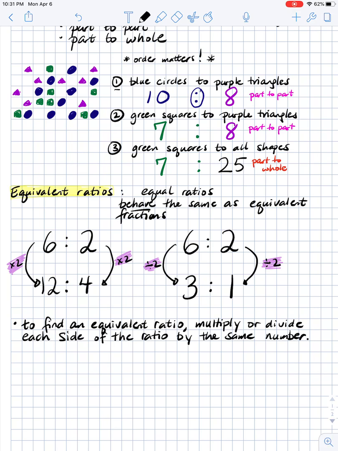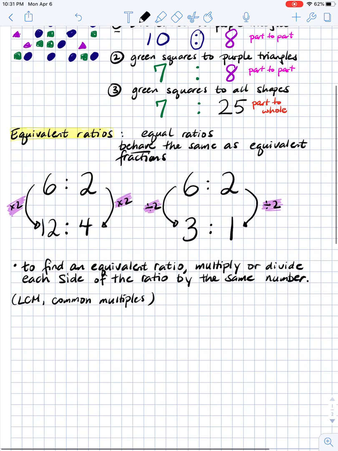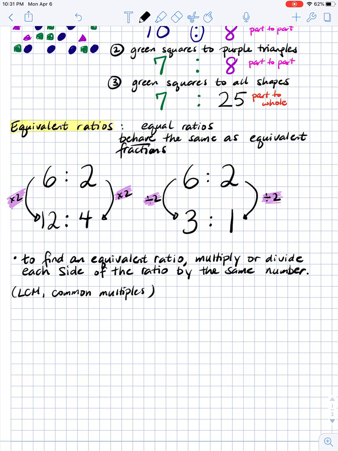So remember things like LCM, lowest common multiple, or common multiples will come into play here again. As when we dealt with finding equivalent fractions or reducing fractions to lowest terms, there's similar ideas in that this is how equivalent ratios behave the same as equivalent fractions. It's really, really important, though, that you're always multiplying or dividing both sides of the ratio by the same number to get an equivalent ratio.